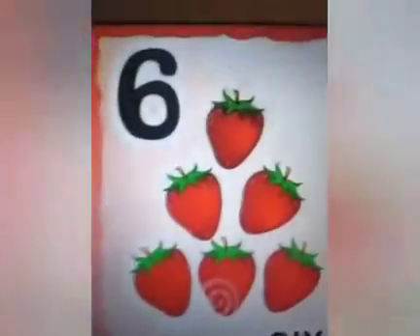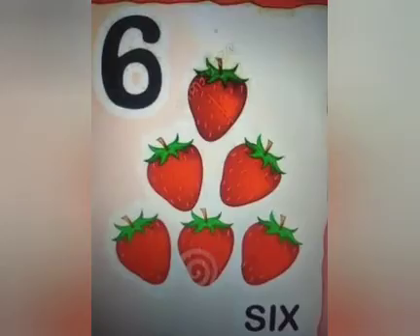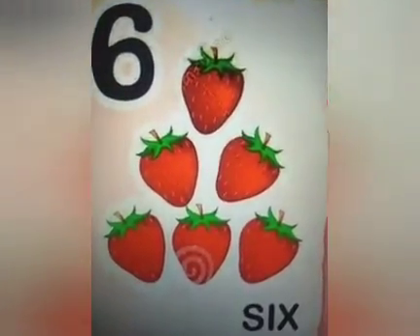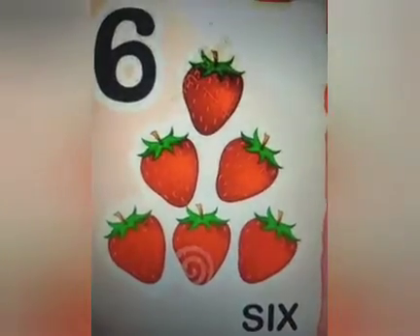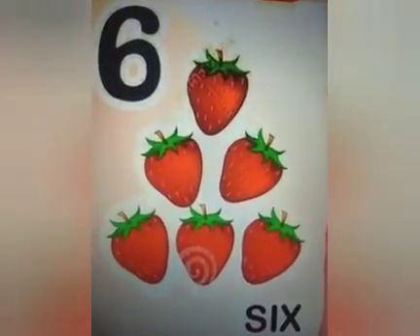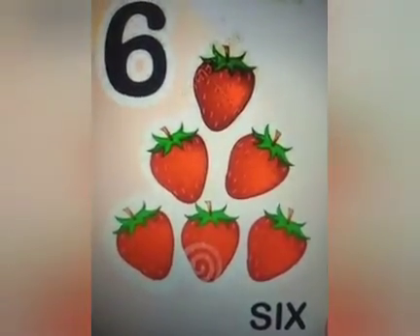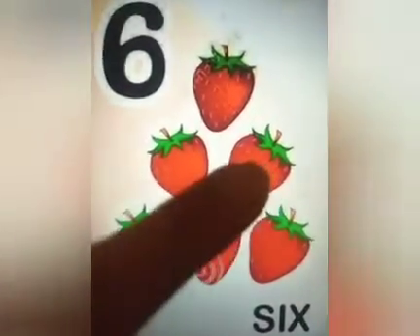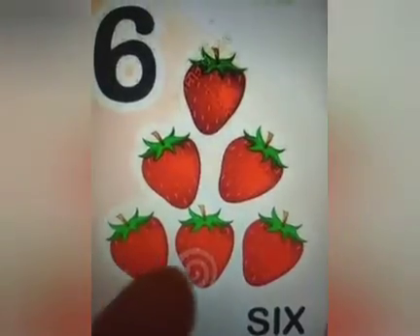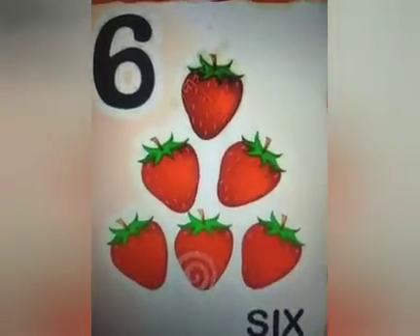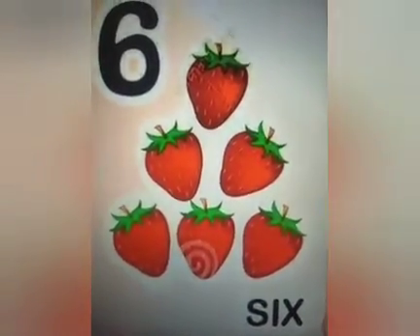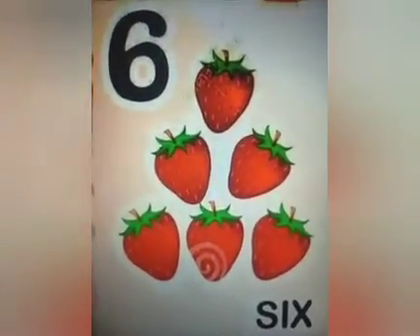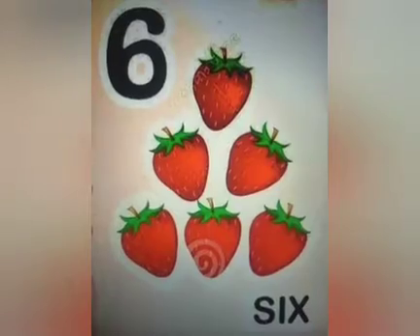Yes. Now, which number is this? The number is 6. And there are some nice juicy strawberries here. So can we count how many of them are here? Yes, 1, 2, 3, 4, 5, 6. There are 6 juicy strawberries. Yes, so we just recognized the numbers starting from 1 to 6.